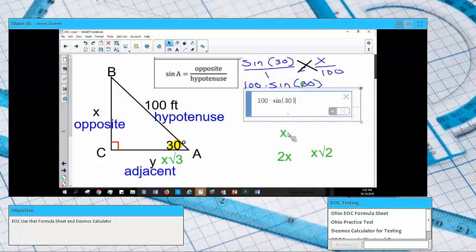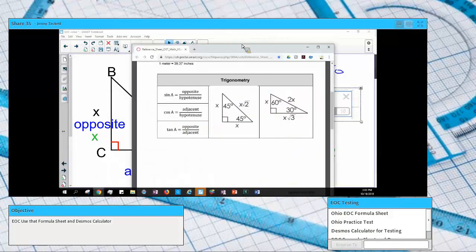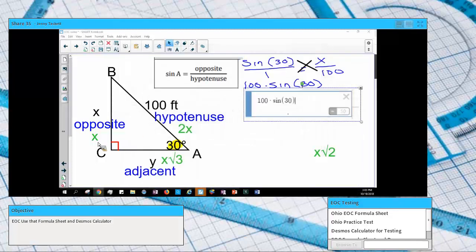X is going to be x, and the hypotenuse will be 2x, according to the labeling that I'm given right here. Notice I matched it up with the 30-degree angle. We can see that that works because if the hypotenuse is 2x, then x does have to be 50, which is what we got when we used trigonometry. So you could have used this to solve that problem as well.